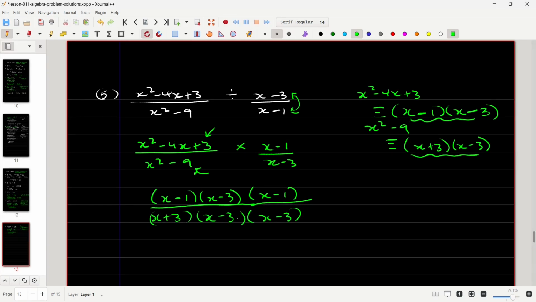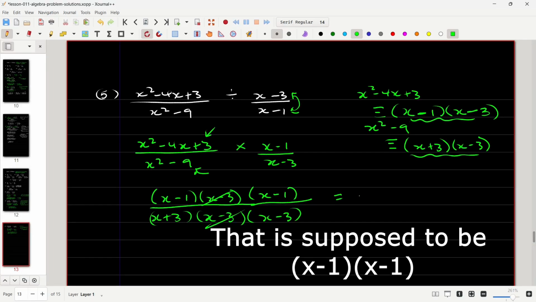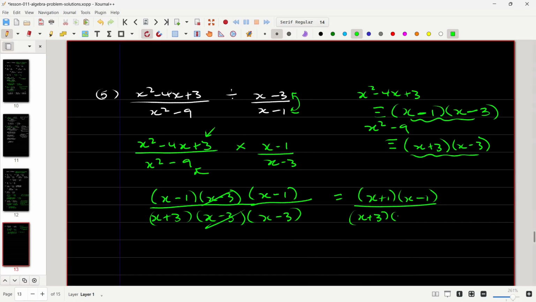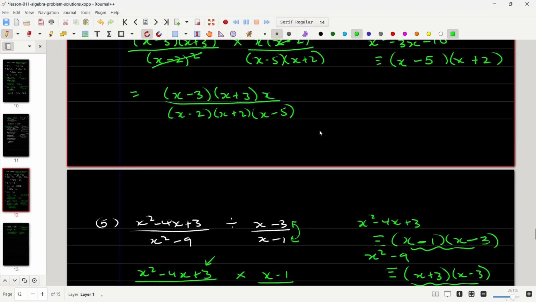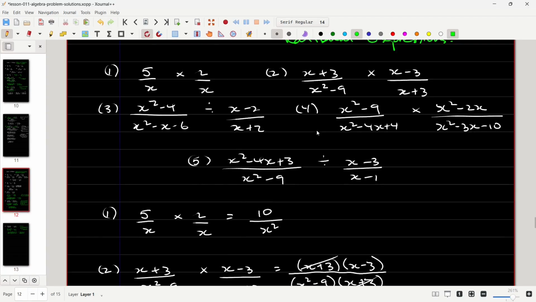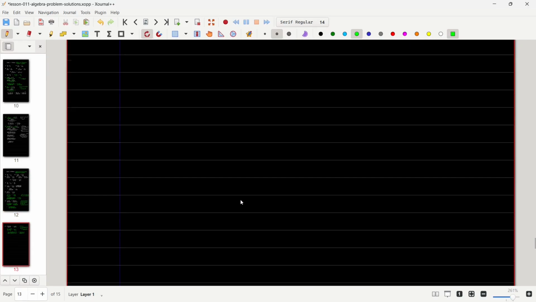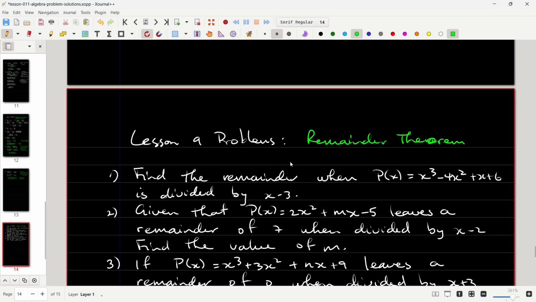All right, so one of these could cancel here. And now I have two of those, and that's one of those. So I'm going to get something like this: x minus 1 over x plus 3, and then x minus 3, and that's your answer. Okay, so that's that. I think that was the last one. Let's go on to the next lesson now, which is the remainder theorem.